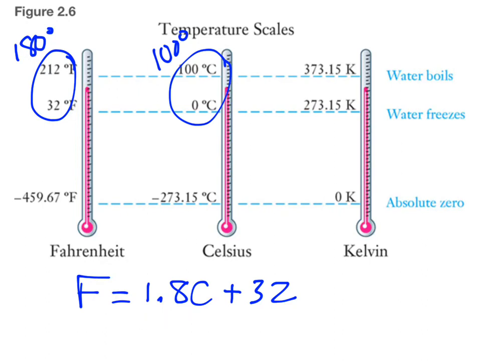In addition to that, we just have this 32, which represents a different starting point. So rather than starting at 0 on the Celsius scale, Fahrenheit starts at 32 and then goes up 1.8 degrees for every 1 degree that Celsius goes up. So this plus 32 is indicating the shifted starting point.